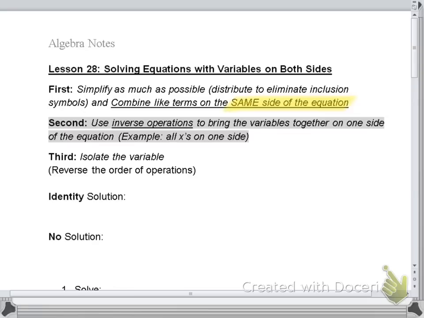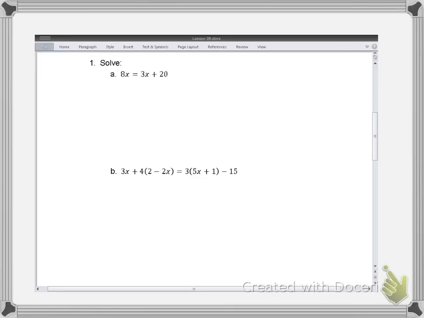The second step here is going to be to use inverse operations to bring the variables together onto one side of the equation. And the key word here is inverse operations. If you're moving something from one side of the equal sign to the other, you have to use inverse operations. So you want to be getting all of the variables on one side. So for example, all of the x's on one side, or all of the y's, or all of the m's, whatever your variable is that you're dealing with. And then the last step is to isolate the variable. So we're going to go on to a couple of examples first before going on to those vocabulary words.